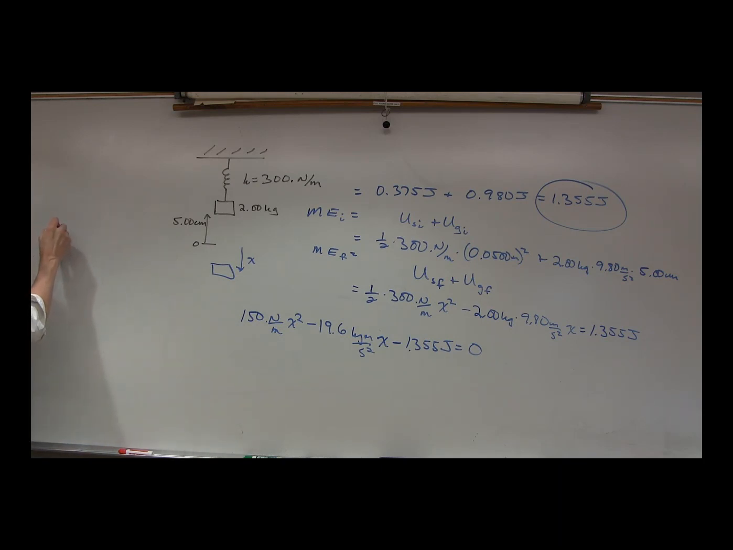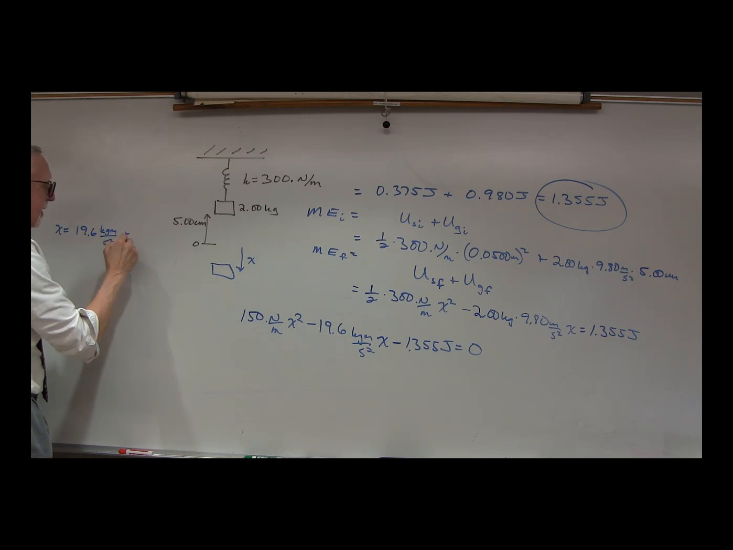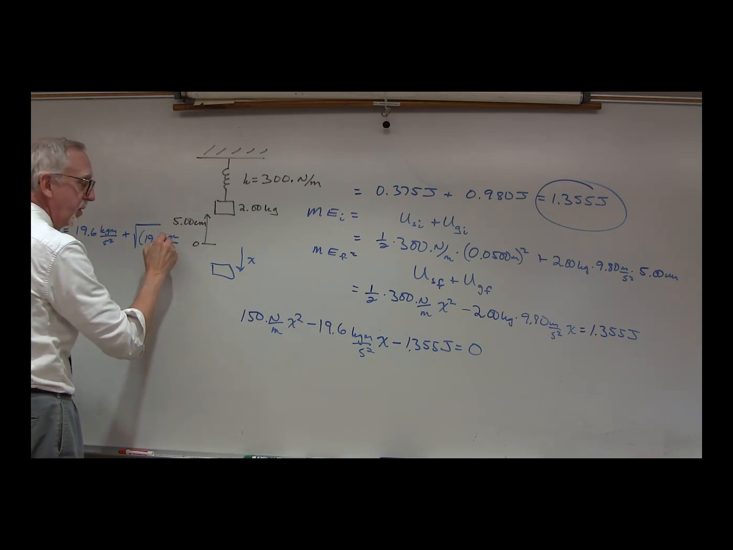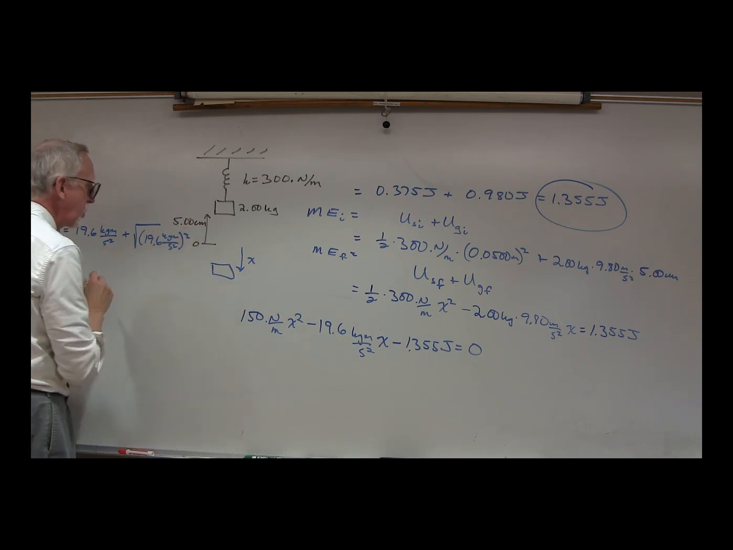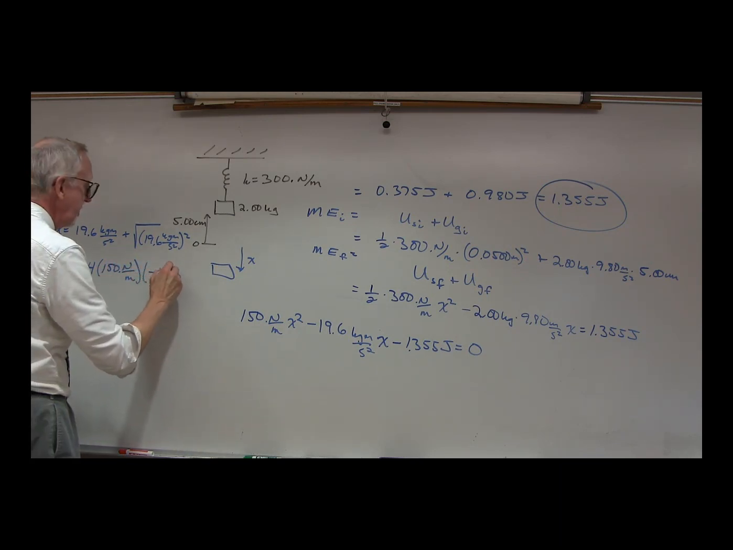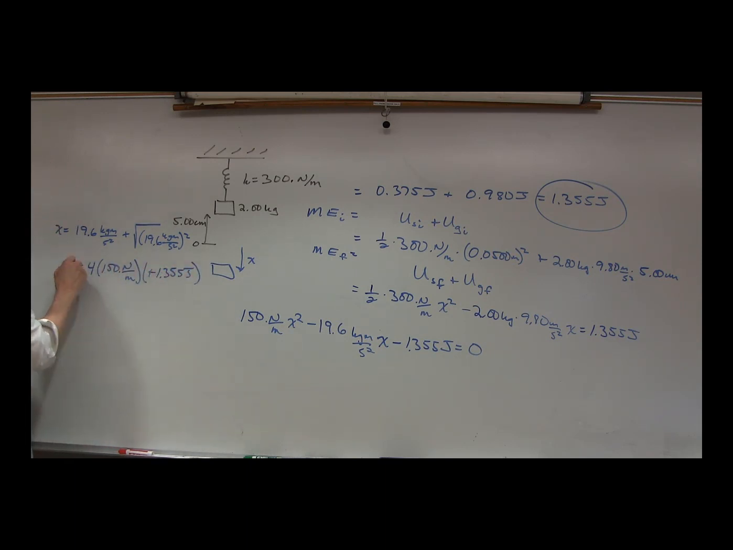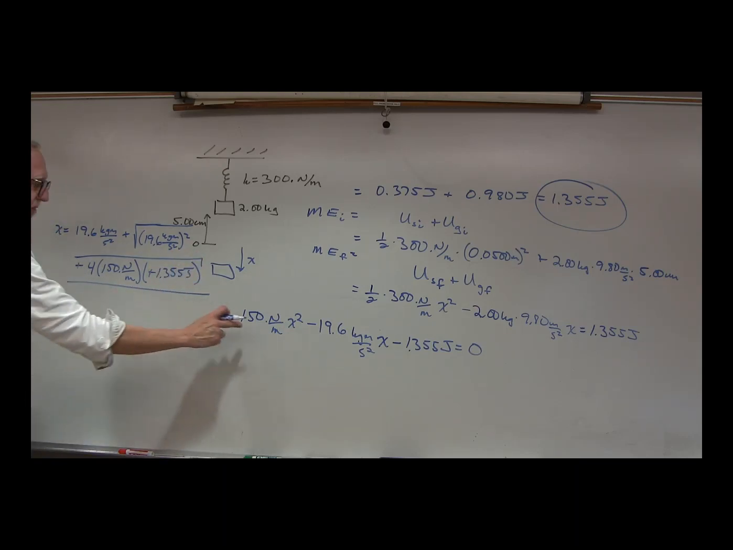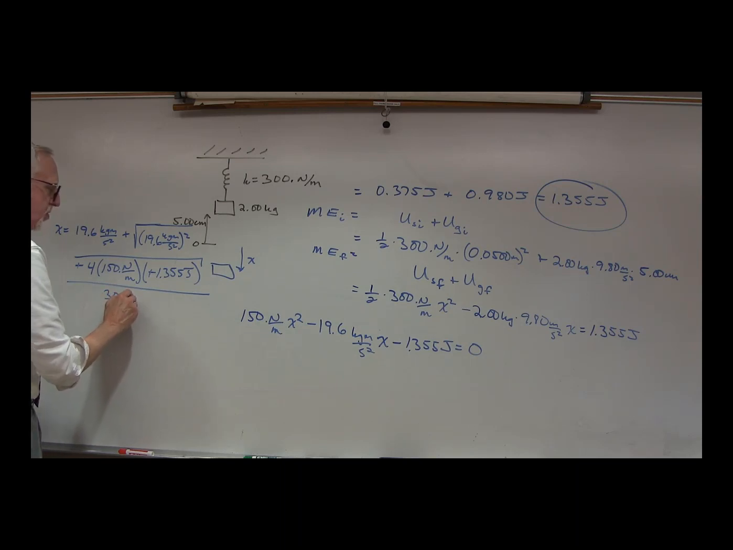What we'll have is x equals the opposite of b, so 19.6 kilogram meters per second squared, plus or minus the square root of b squared, 19.6 kilogram meters per second squared, squared, minus 4 times a, 150 newtons per meter, times c, which is negative 1.355 joules. Notice the negatives cancel. That square root goes over this whole thing, and then all divided by 2a, which is 300 newtons per meter.